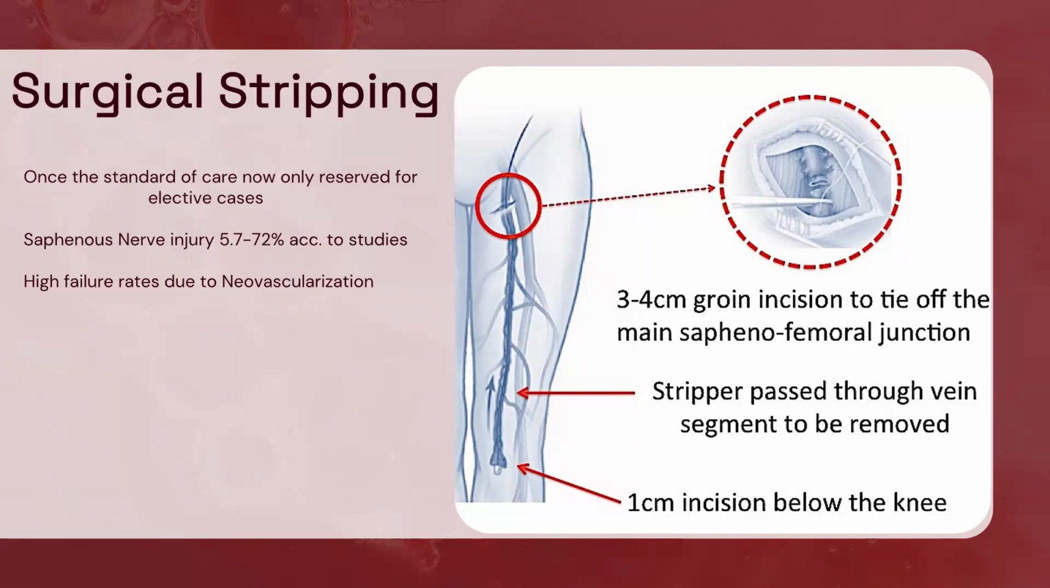Sameer, what do you mean by only reserved for elective cases? All of these are elective cases only, no? It's all surgeon's preference. What do you mean by elective cases? Not an emergency. You mean something else, right? Even after failure of these procedures. I think the correct word would be selective instead of elective. Correct. So, what are the indications for surgical stripping? Current recommendation.